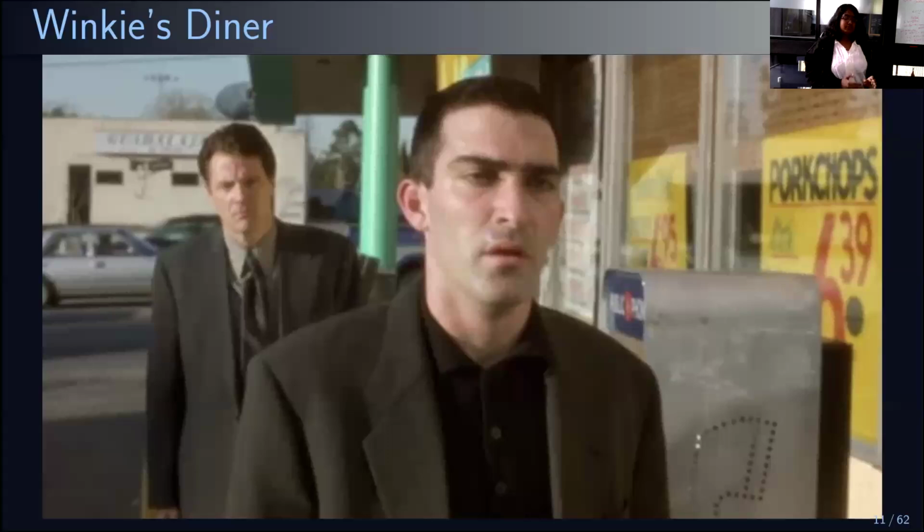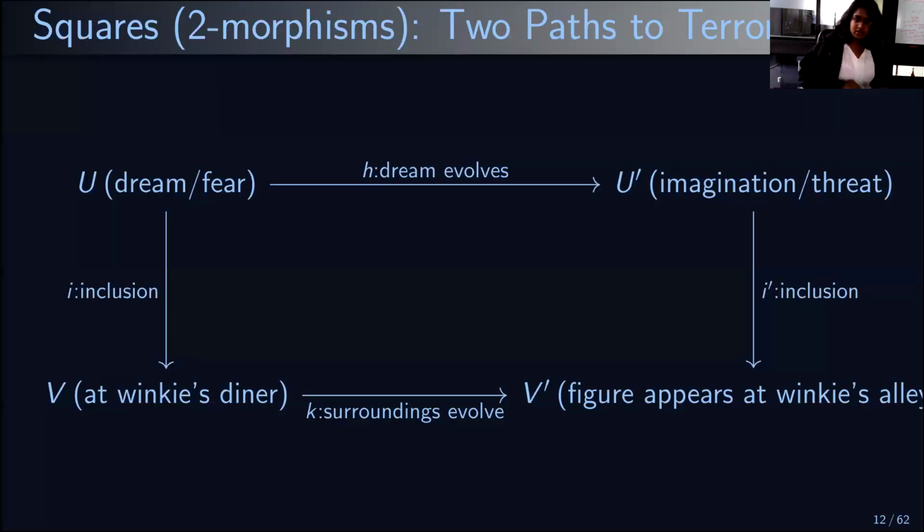His friend says, okay, why don't we actually go to the alleyway behind Winky's Diner and see if this monster is actually here? The character of this movie thus far doesn't exactly make it easy for us to believe there's going to be a random jump scare out of nowhere, but that's exactly what happened. This is seen as one of TV's greatest jump scares of all time because of how unexpected it is. So this helps us understand exactly what the squares in this double category are.